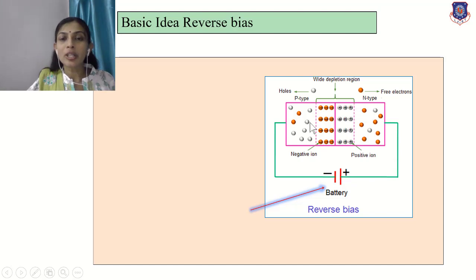And due to the attraction of holes and electrons to the battery terminals, they will travel in opposite directions, like this, leaving behind negative ions and positive ions. Holes will try to move towards the negative battery terminal, leaving behind the negative ions. Similarly, electrons will try to move towards the plus terminal of the battery, leaving behind the opposite ion.